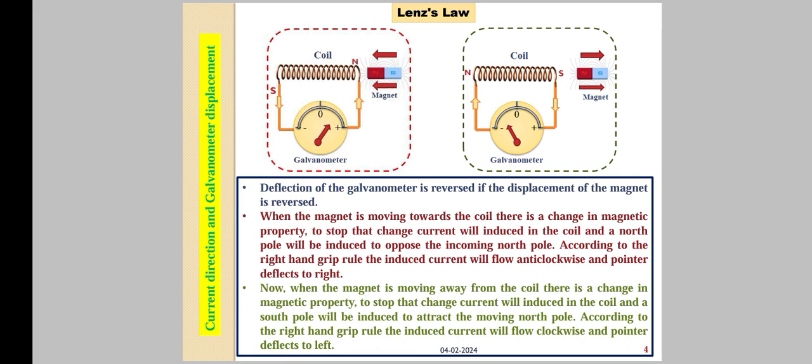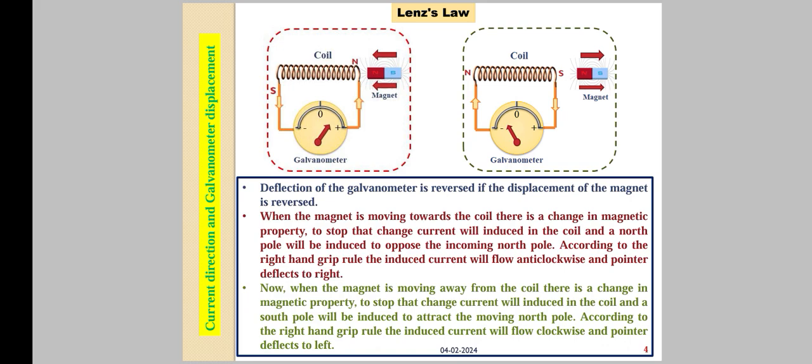Now, if we see the other diagram where the magnet is moving away from the coil, again there is a relative motion, EMF will be induced and current will flow, but in the opposite direction, and the galvanometer displacement is also reversed. Meaning in the previous case it is on the positive side, now it is on the negative side. So this is happening.